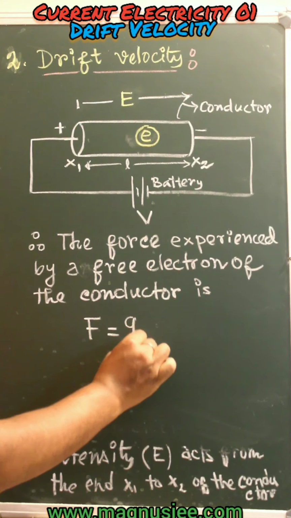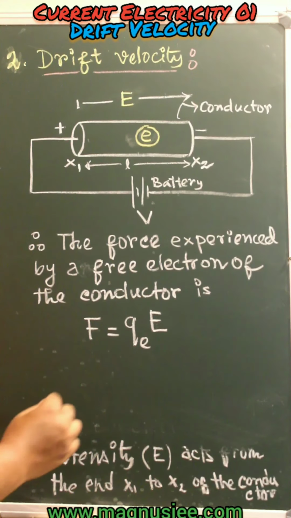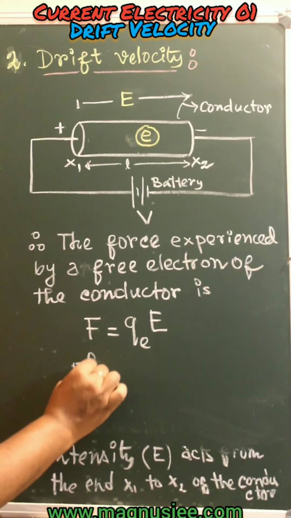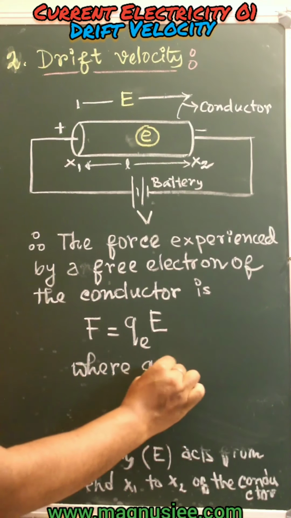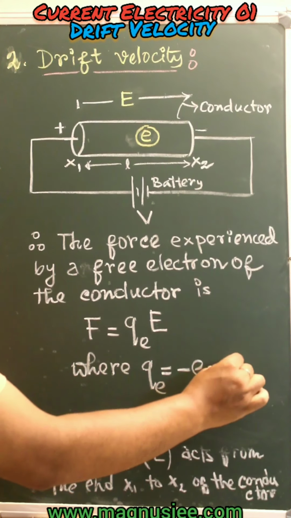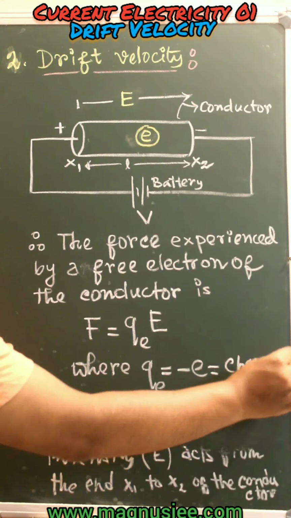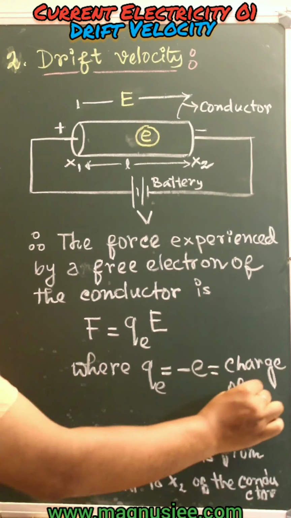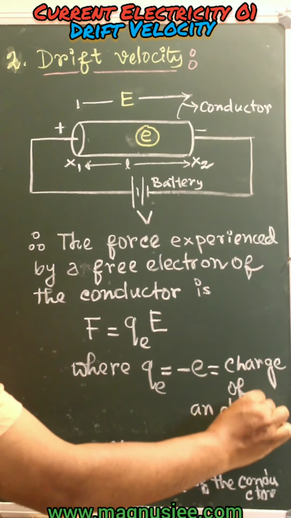F equal to qE, charge into field intensity, where q is the charge of an electron. q equal to minus e, the charge of an electron, which is negative.